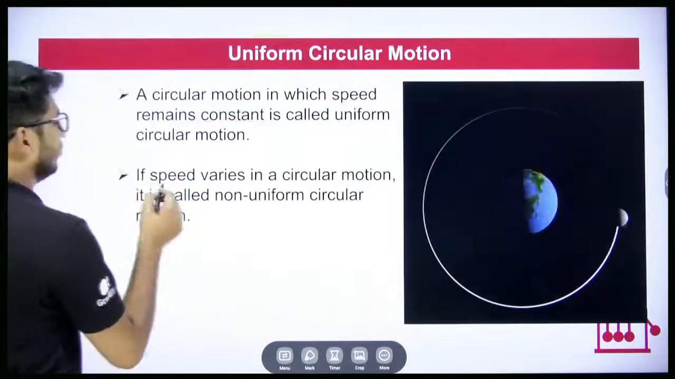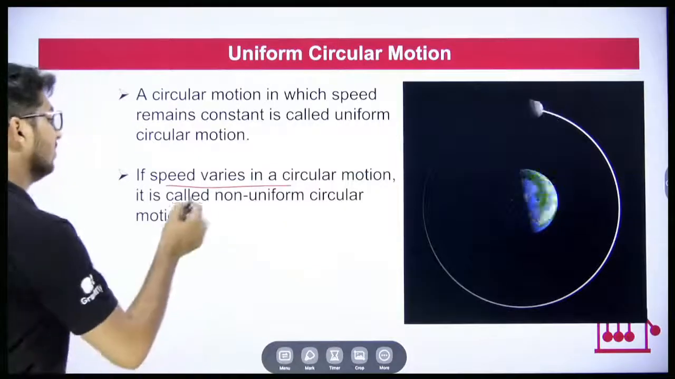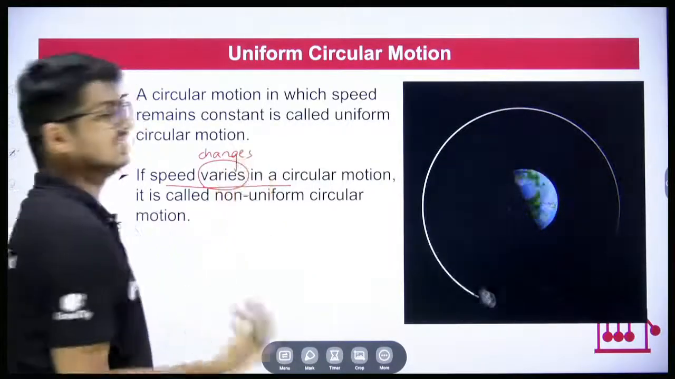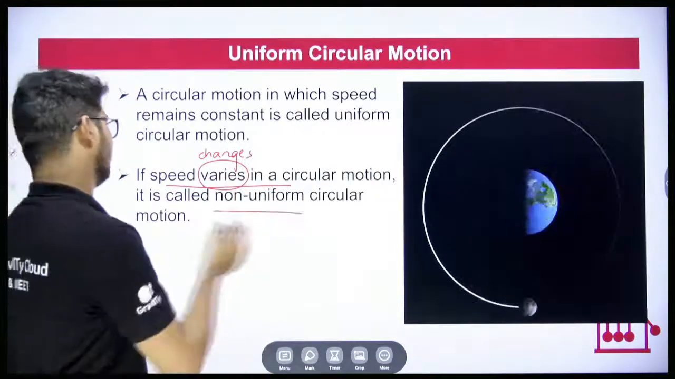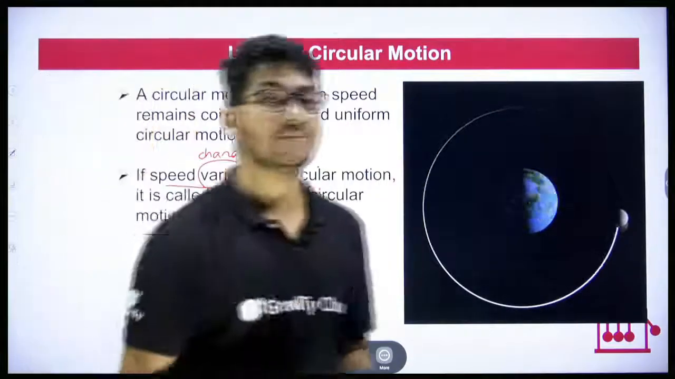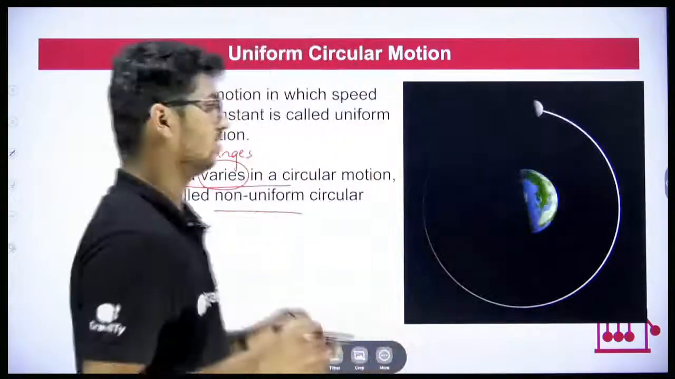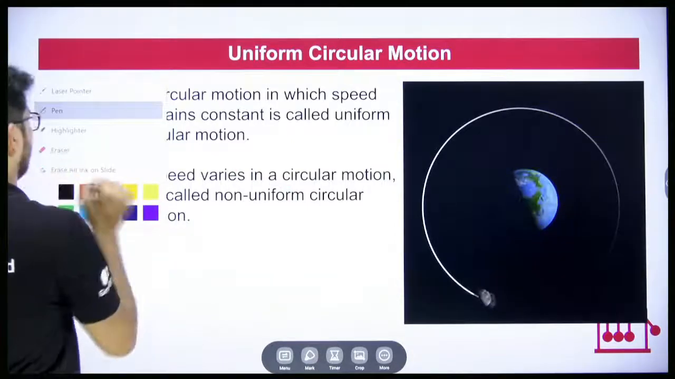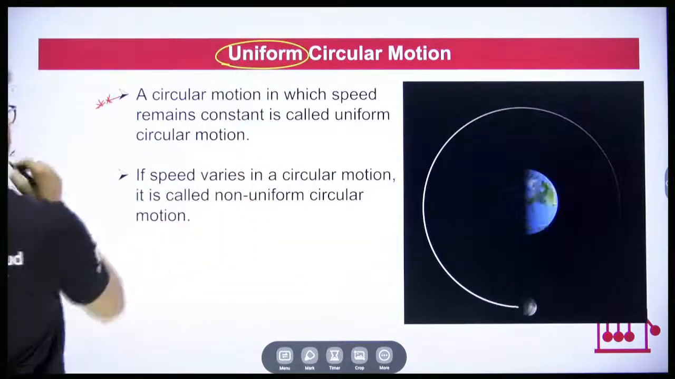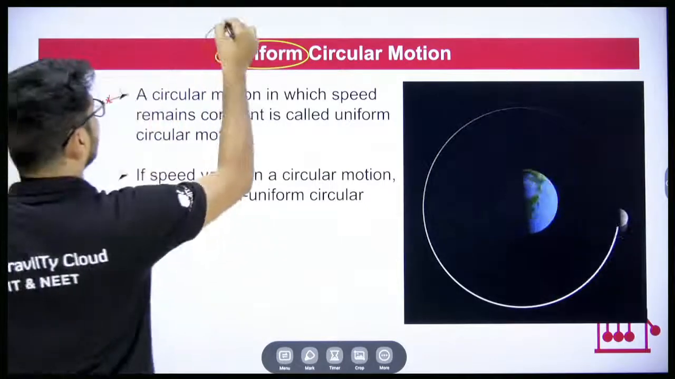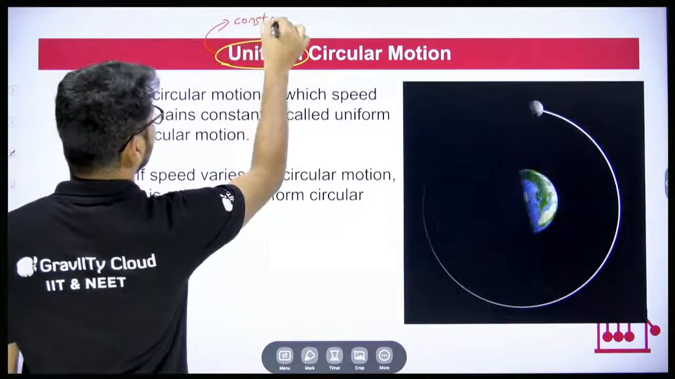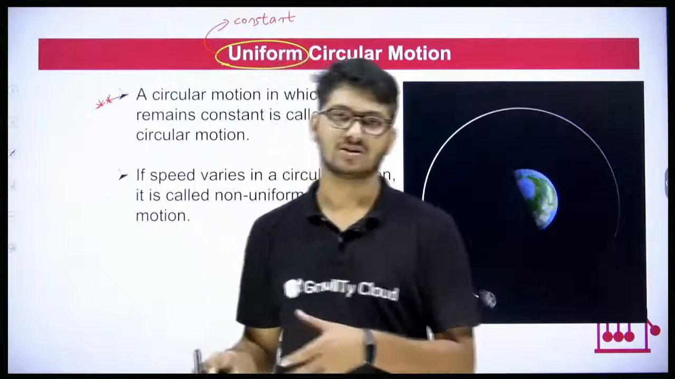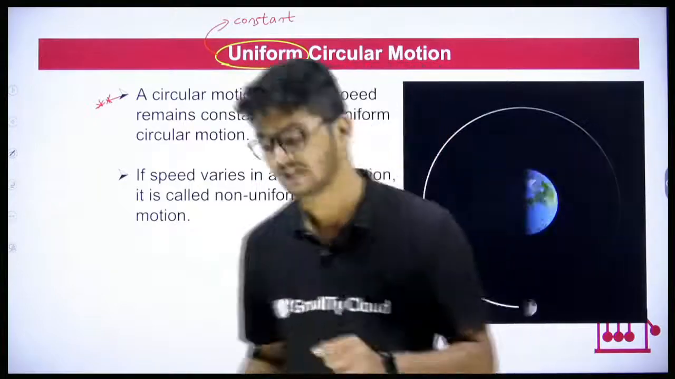And if speed varies, meaning changes, in a circular motion, it is non-uniform circular motion. If speed remains constant, it is uniform circular motion. So this is a very important point, please remember this. As I told you already, uniform means constant. But when we say constant circular motion, we are talking about the speed. Speed is constant. Clear? Okay, that's good.